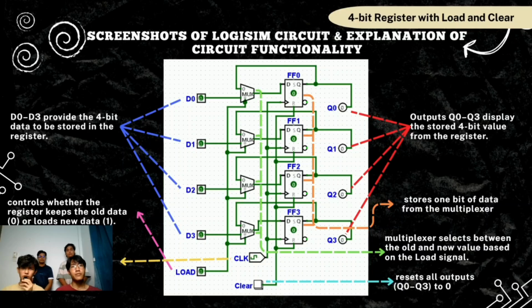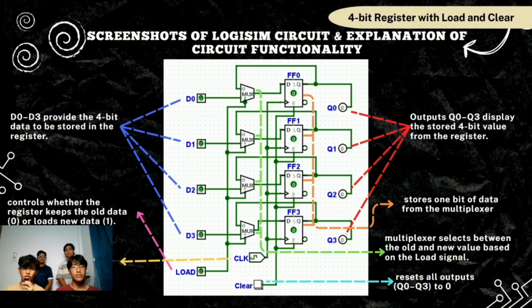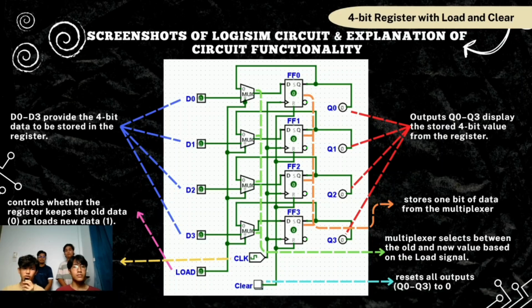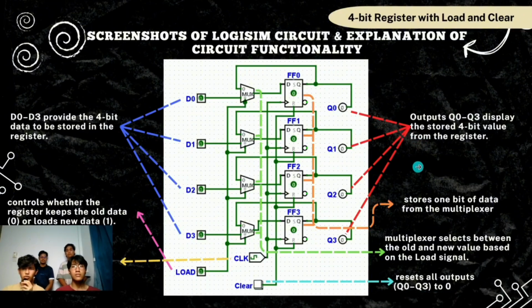Next is a screenshot of the Logisim circuit and an explanation of the circuit functionality. D0 to D3 provide the 4-bit data to be stored in the register. The load button controls whether the register keeps the old data or loads new data. The clock will trigger all flip-flops together on each pulse to store the selected data. Outputs Q0 to Q3 display the stored 4-bit value from the register.